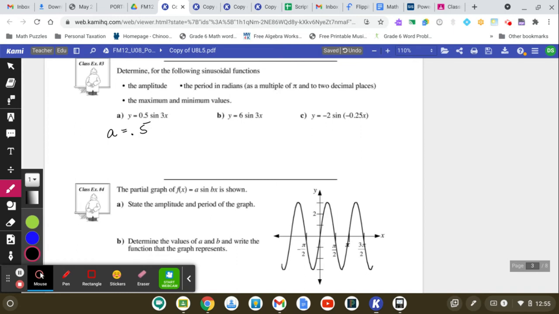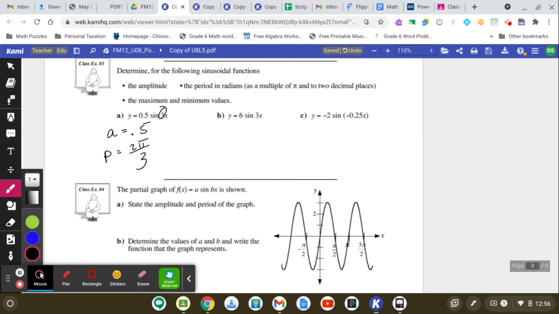What is the period in radians? It's probably 2 pi divided by 3. 2 pi, and then we divide by the b. This is b. 3 is b. Right? We're going to divide by this b. So the period is 2 pi over 3.